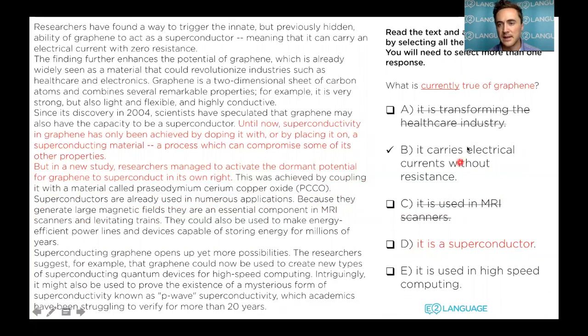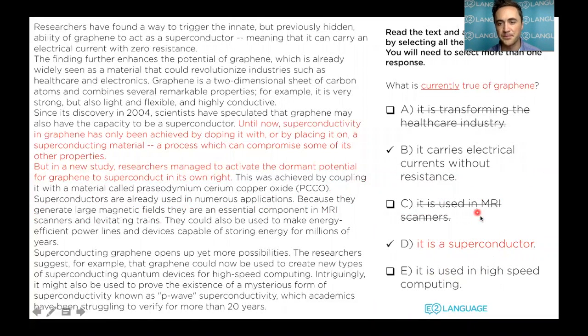Superconductor. Now this one, is graphene currently a superconductor? Well, interesting, because here it says until now, superconductivity in graphene has only been achieved by doping it or by placing it on a superconducting material. In other words, no. But if you keep reading, but in a new study, researchers managed to activate the dormant potential for graphene to superconduct in its own right. Yes, it is currently a superconductor. Previously it wasn't, but now through the new study, yes, it is a superconductor. So we currently have 2 correct answers.